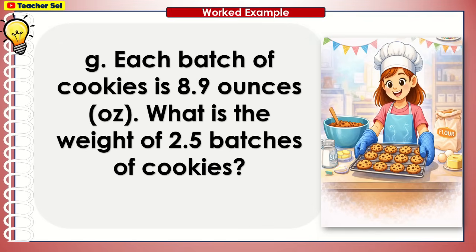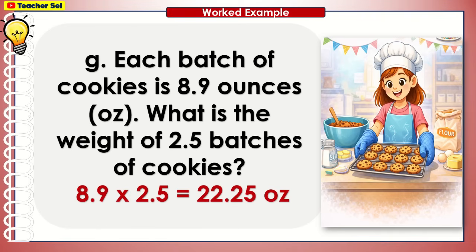Each batch of cookies is 8.9 ounces. What is the weight of 2.5 batches of cookies? 8.9 times 2.5 is equal to 22.25 ounces.